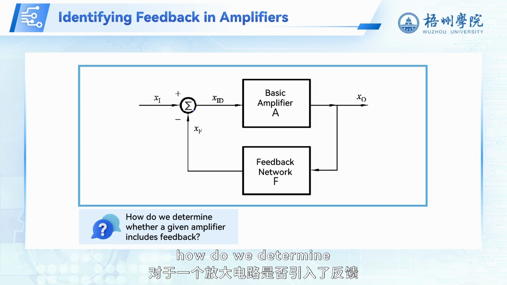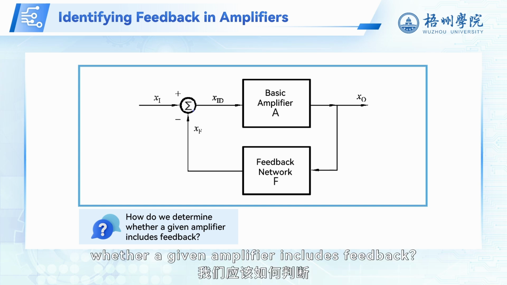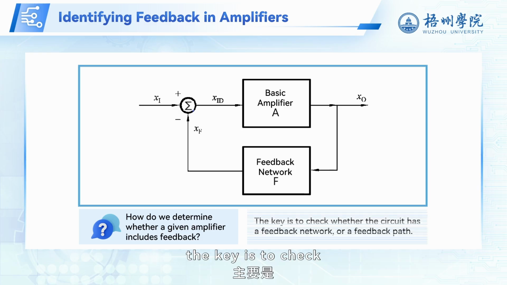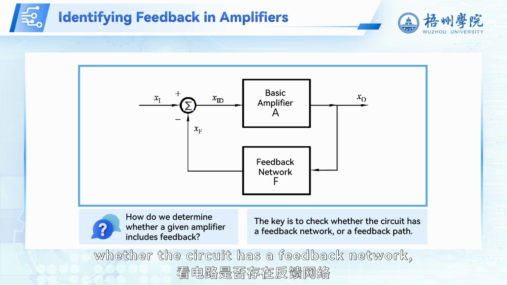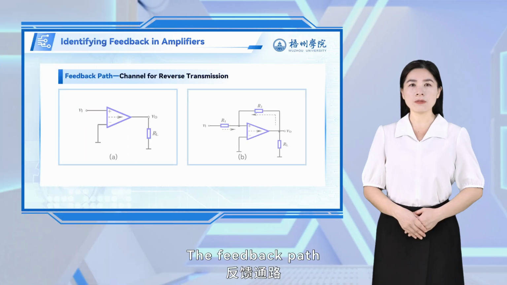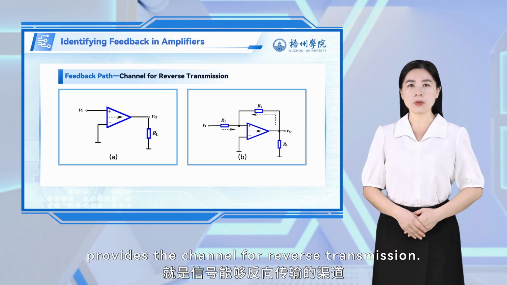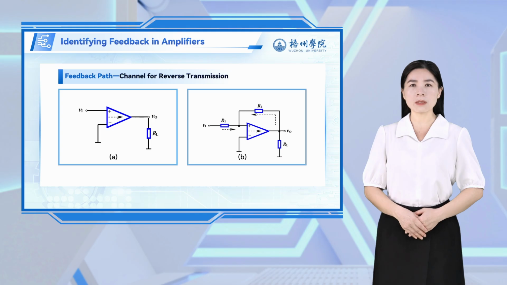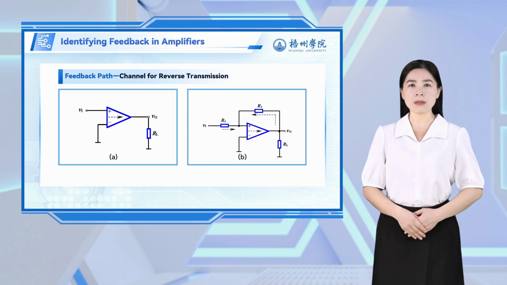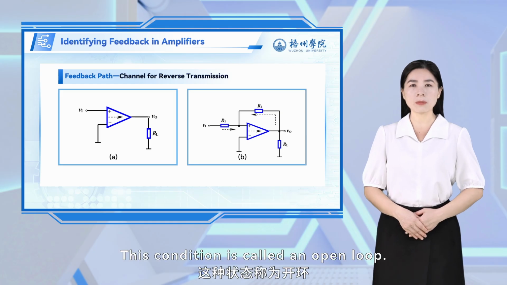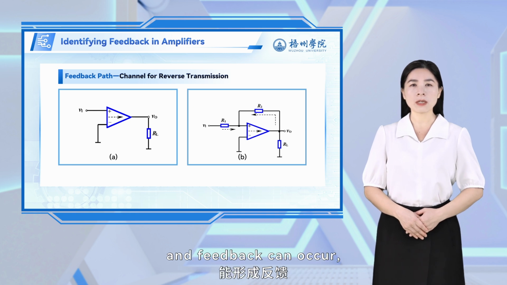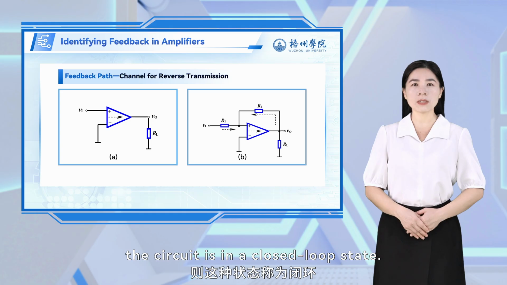Now, how do we determine whether a given amplifier includes feedback? Based on the block diagram, the key is to check whether the circuit has a feedback network or a feedback path. The feedback path provides the channel for reverse transmission. If there is no feedback path, feedback cannot occur. This condition is called an open loop. If there is a feedback path and feedback can occur, the circuit is in a closed-loop state.